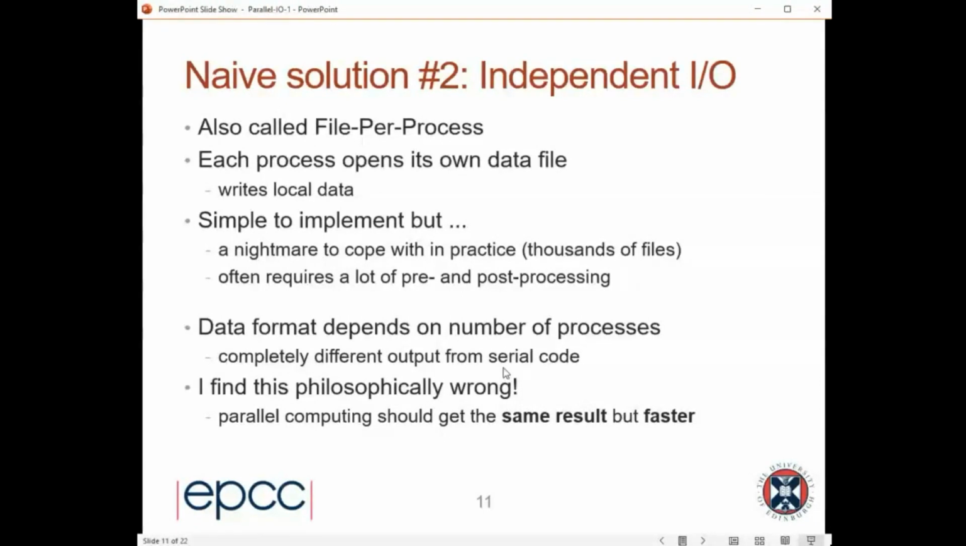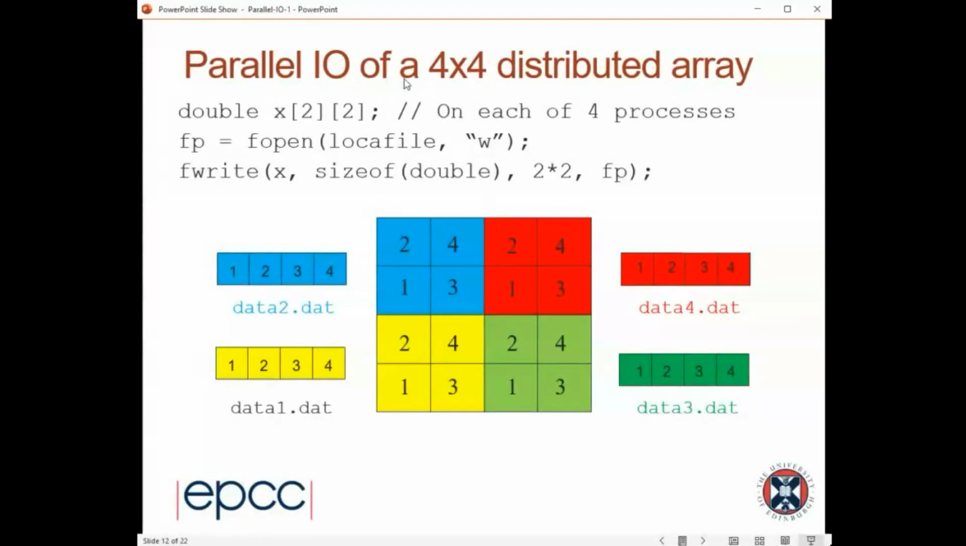First of all, you need a lot of pre and post processing. So this is what you would do. Everyone defines their own local file, which we call data1.dat, data2, data3, and data4. We just write our local data and we end up with 4 files. That is problematic to me because afterwards, if you do any post-processing, we have to reassemble these data files back into the original format, which can be difficult. Dealing with tens of thousands of files is very problematic.